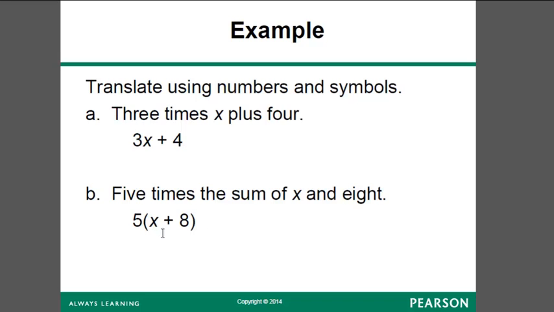The second one has 5 times the sum. Anytime you have 3 times the sum or 3 times the difference, that means you want to put that sum or the difference in parentheses, to set it apart from the multiplication on the outside. So that is why I have written it 5 and then open parentheses, x plus 8, close parentheses. These are going to be very important to us.